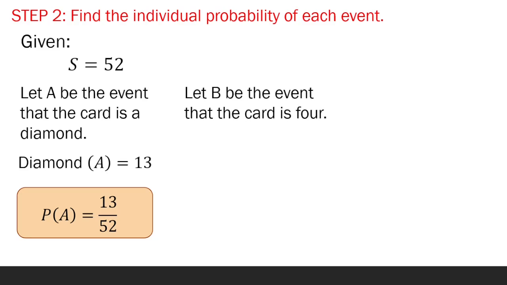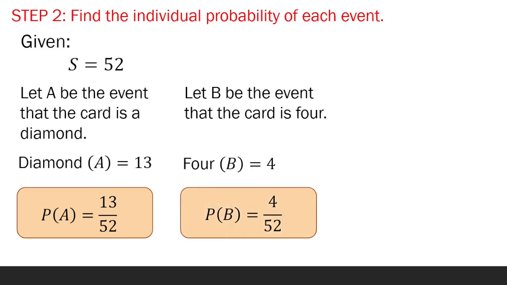Now, in our previous slide again, there are 4 fours: a club, a heart, a spade, and a diamond. So that is 4. Therefore, the total number of fours in a deck of cards is 4, and the probability of that is 4 over 52. So this is the probability of our second event.